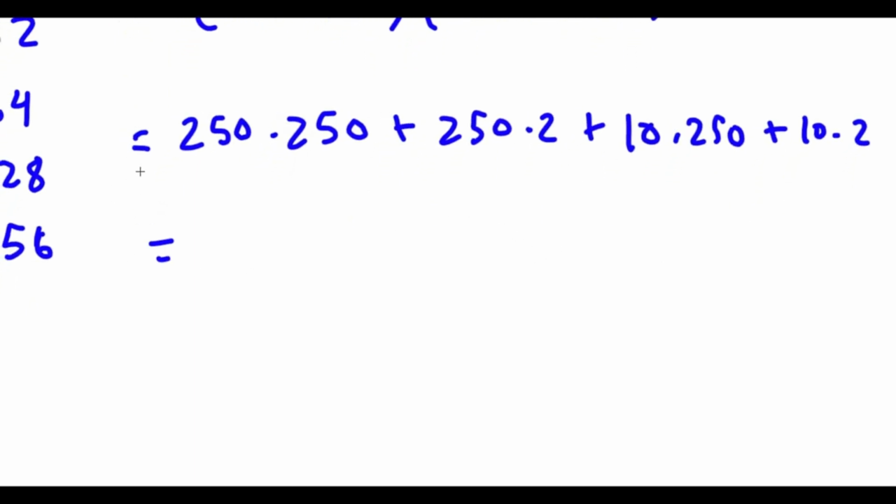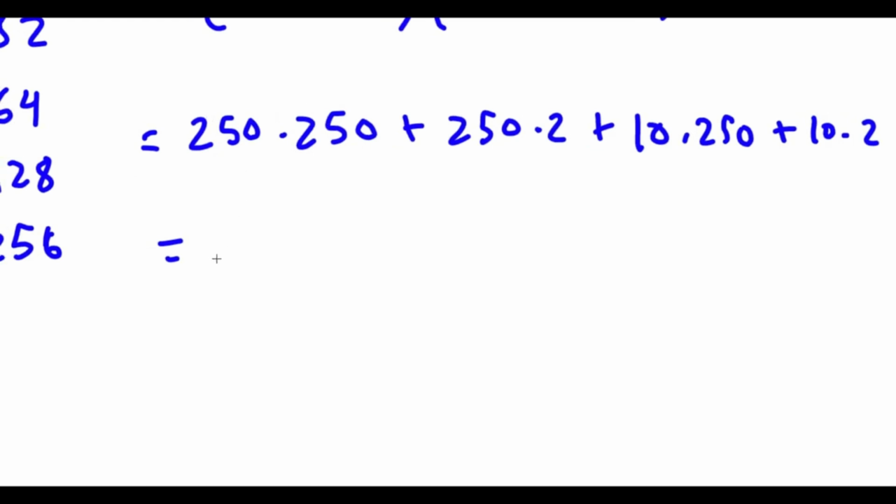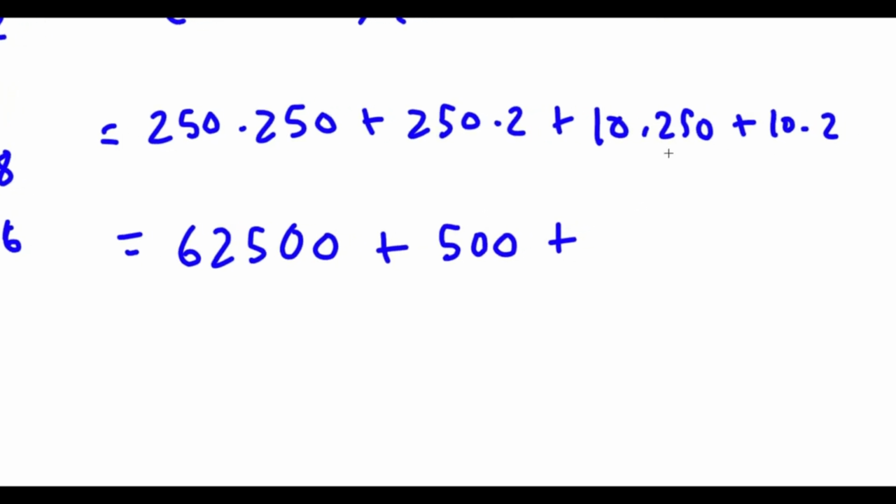So now this is equal to, well, 25 times 25 is 625. So then I simply add these two zeros, 62,500. Plus 25 times 2, that's going to be 500. Plus 250 times 10, that's going to be 2,500. And finally, plus 10 times 2, that's going to be 20.